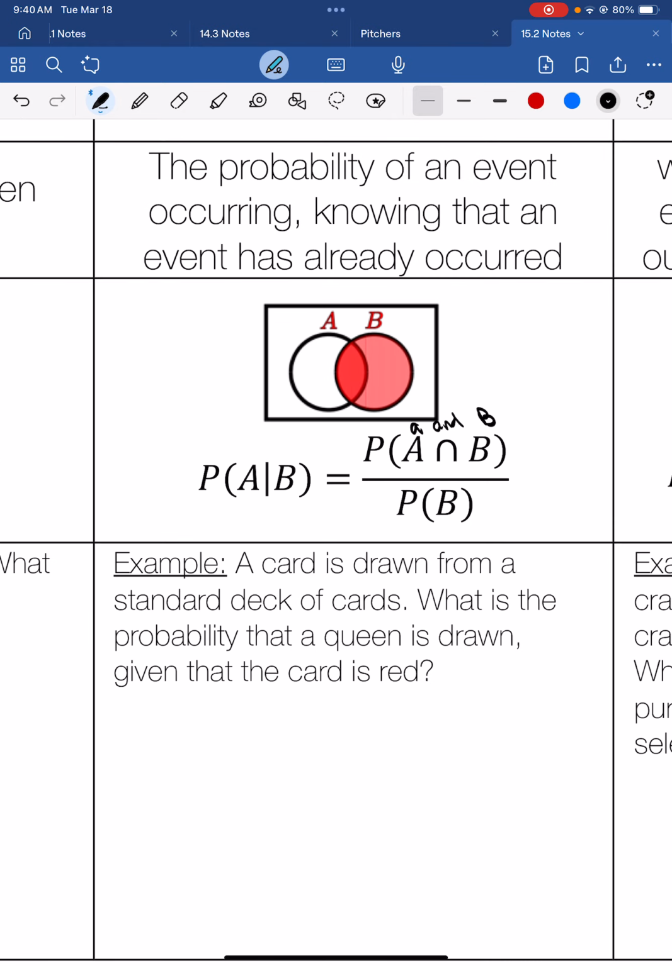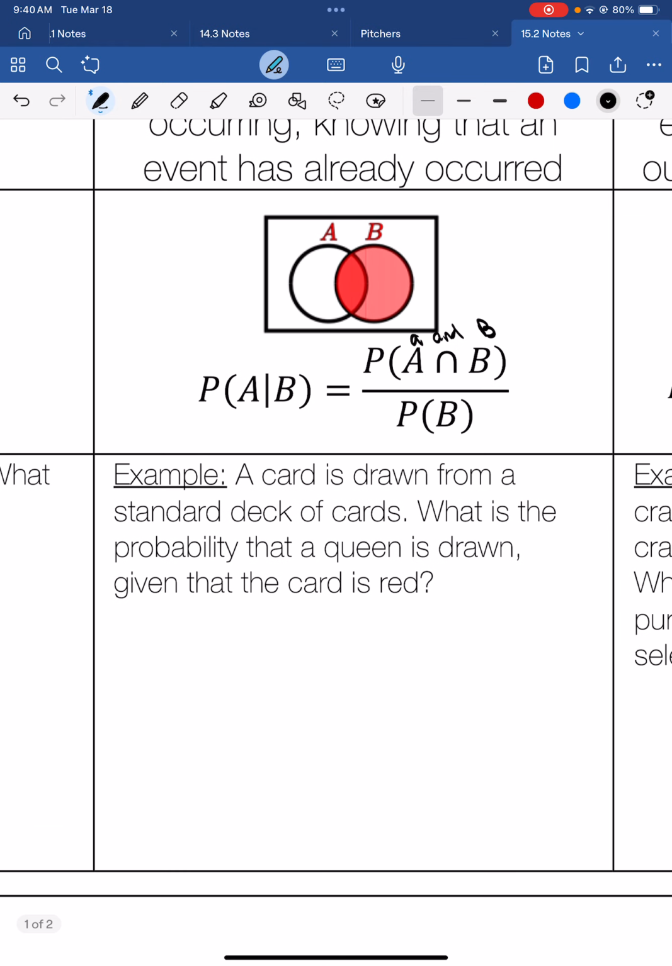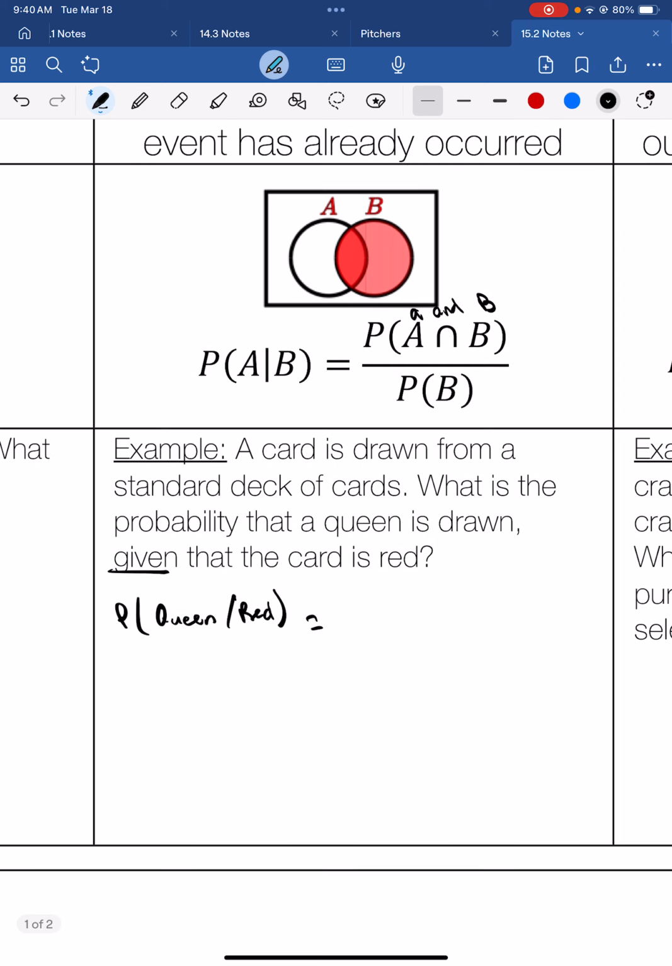It says a card is given from a standard deck of cards. What is the probability that a queen is drawn given that the card is red? So we'd say the probability of queen given that it's red. All right. So the way that this looks using this formula up here, we would have the probability that it's a queen and red divided by the probability that it's red.